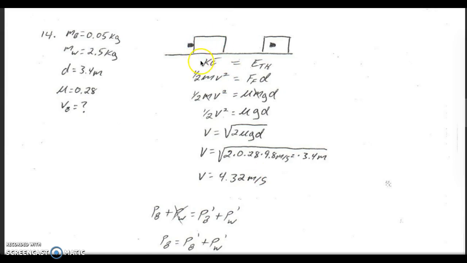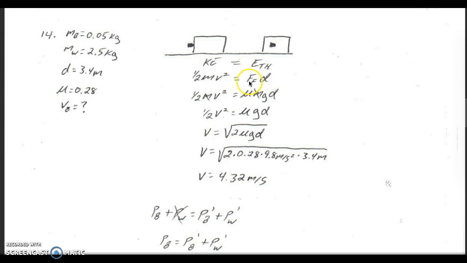Initially, the two things move off together, so they initially have kinetic energy. There's no potential because they're not on a hill. There's no elastic bands or anything. On the right side, they eventually stop, so there's no more kinetic energy. There's no potential energy. It all just became thermal energy. So 1/2 mv squared, my kinetic energy, equals my friction times the distance on the right side.